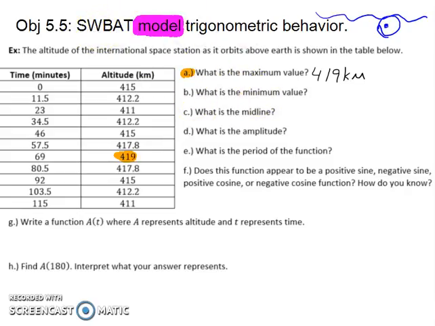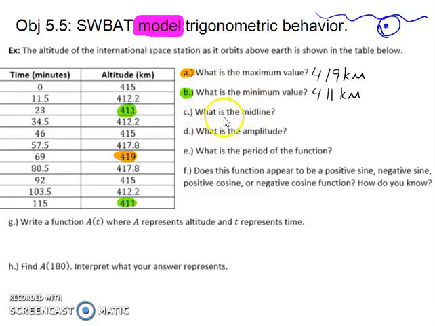The minimum value would be the lowest value. Okay, well, I can do that too. So our minimum value, I see a 411 right there. Looks like I see a 411 again. So my minimum value is 411 kilometers. Sometimes you might have to estimate, but this seems to be very exact.